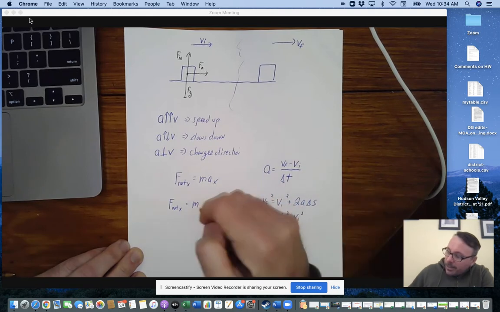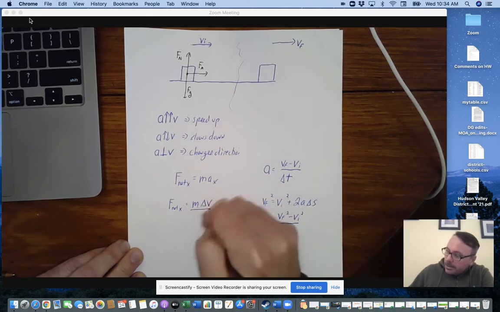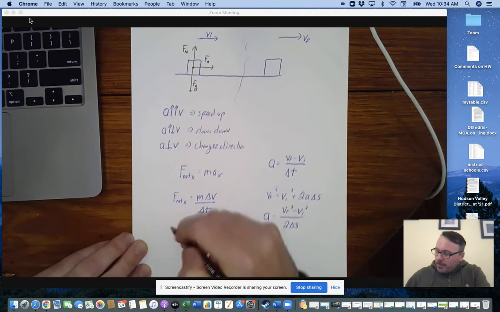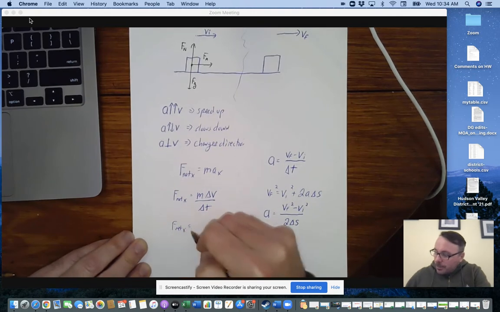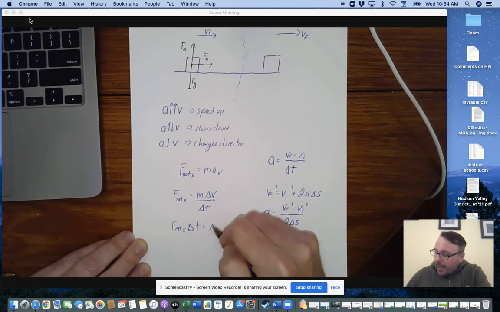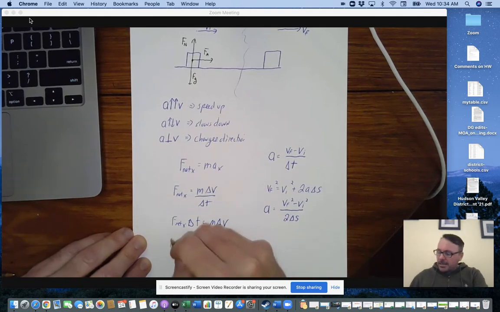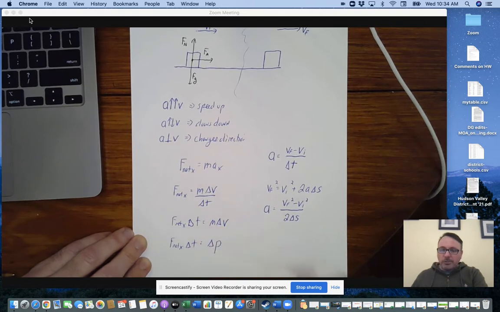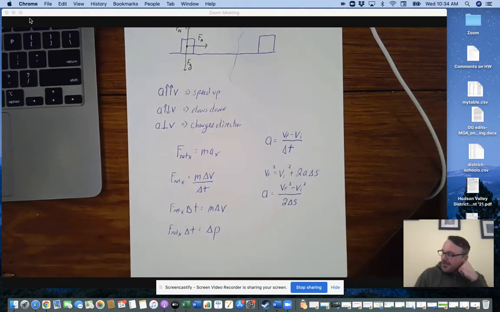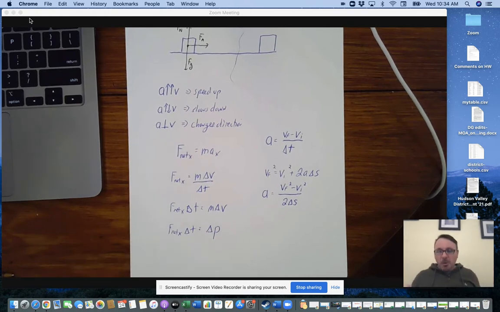Vf minus Vi, well, that's delta V over delta T. So we manipulate that. We get F net X times delta T is equal to M delta V. Well, M delta V, that's a very interesting phrase. Oh, I know what that is. That is the change in momentum of an object as long as the mass is constant. Oh, what's that? Well, that's the impulse momentum theorem. That's the last unit, right?